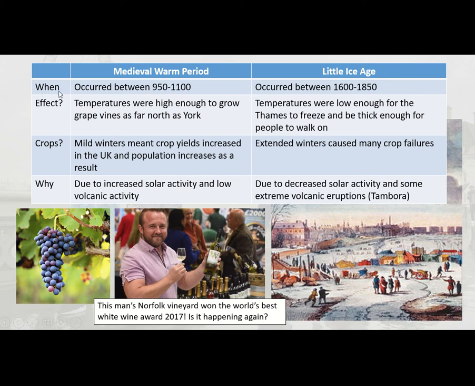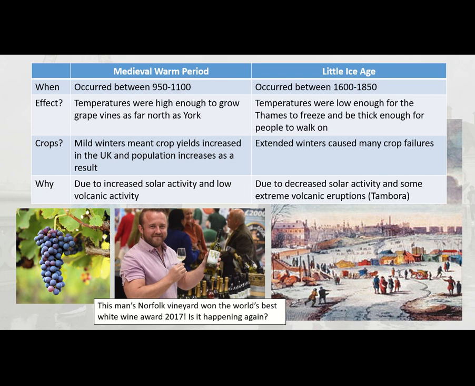When did it occur in terms of its time period? The impact it might have had, or the effects of that. What were the specific crop-based effects, and why do we think that particular climate pattern happened? Why did the medieval warm period happen? Why did the Little Ice Age happen? So I'll talk you through that, and then essentially this session is done, because that's all there is to say about this particular bit.